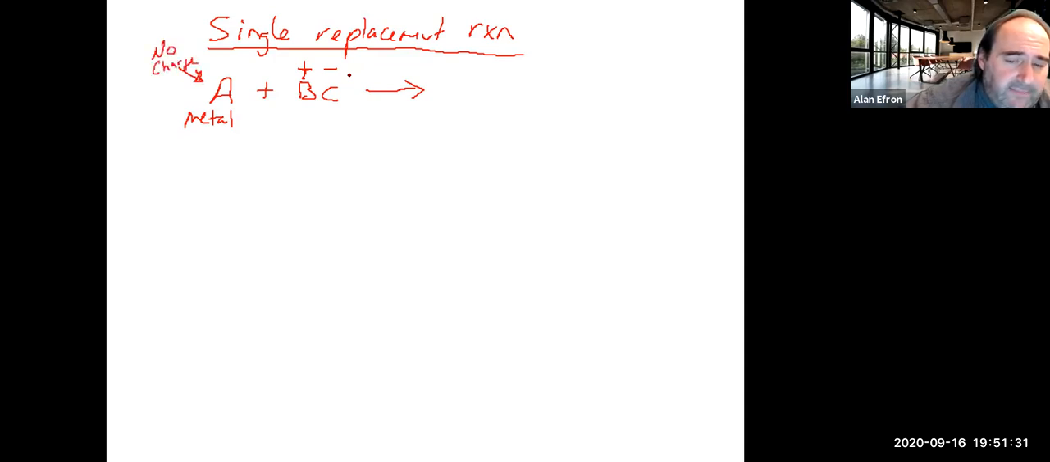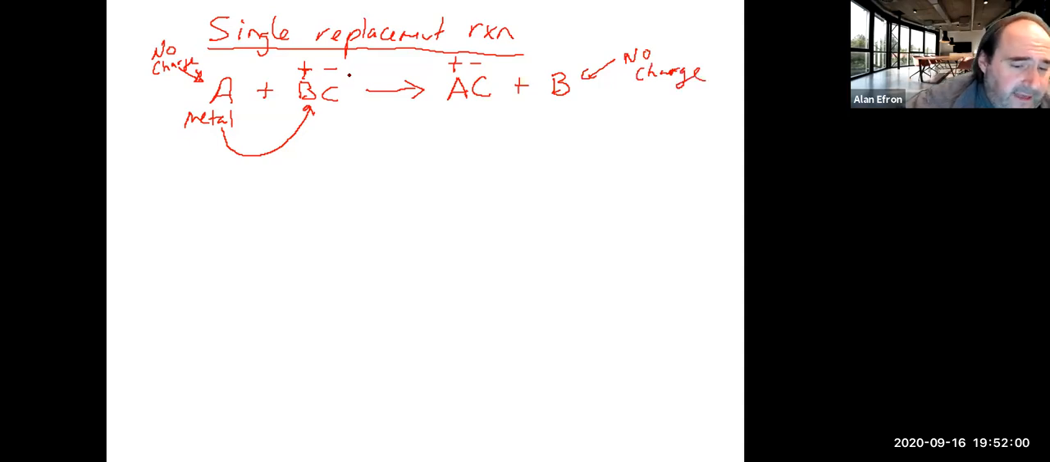But when it does make a charge, it is going to be positive. So what's going to happen in this reaction is the metal will come in and kick out the positive guy. And what will happen is the metal will then get a positive charge and hook up with the negative guy and make a new ionic compound. And the B will come out by itself and end up with no charge over here.